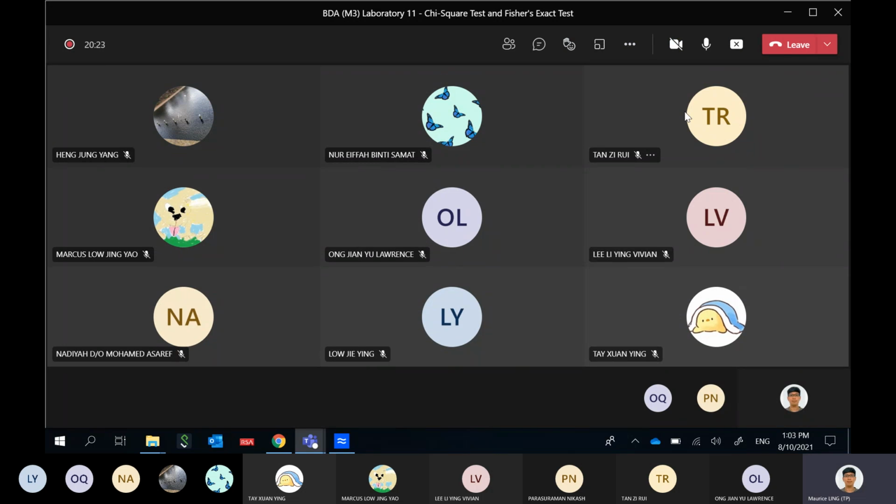Okay, so today what we are going to do is look at two different tests. They are for nominal data, so your chi-square test and Fisher's exact test. The chi-square test we use pretty often. Fisher's exact test, not that often.